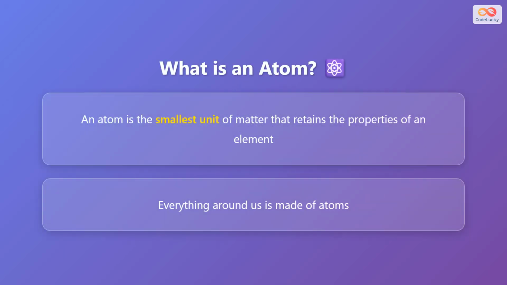An atom is the smallest unit of matter that still retains all the properties of a chemical element. Think of it as the basic building block that cannot be broken down further by ordinary chemical means while maintaining its elemental identity. Everything around us, from the air we breathe to the water we drink, from metals to living organisms, is composed of atoms. These incredibly tiny particles combine in various ways to form all the different substances we encounter in our daily lives.